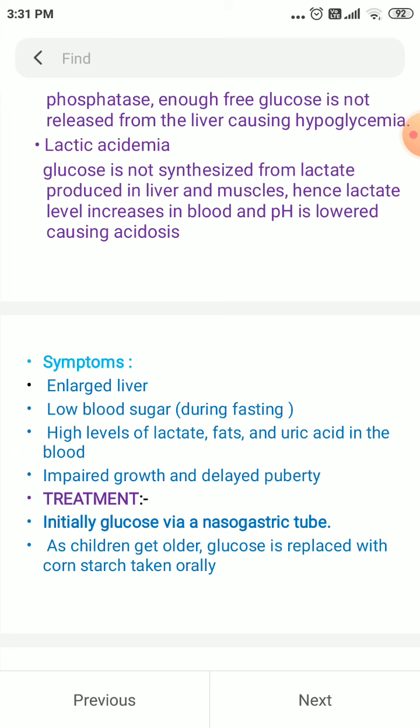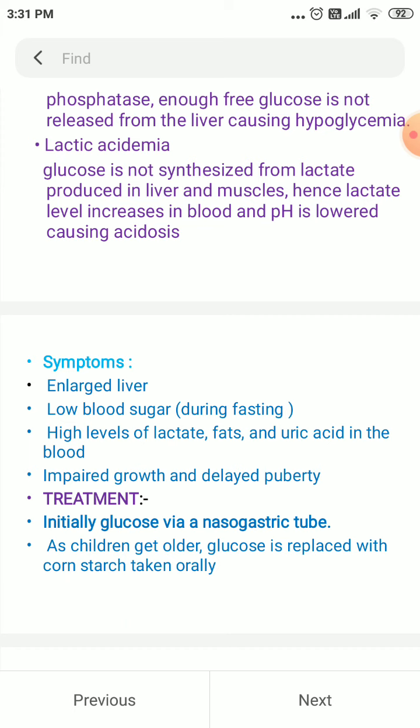High levels of uric acid can be observed in the blood, and impaired growth and delayed puberty are going to happen. There will be very little growth, impaired growth, and delayed puberty. So what is the treatment for this disease?